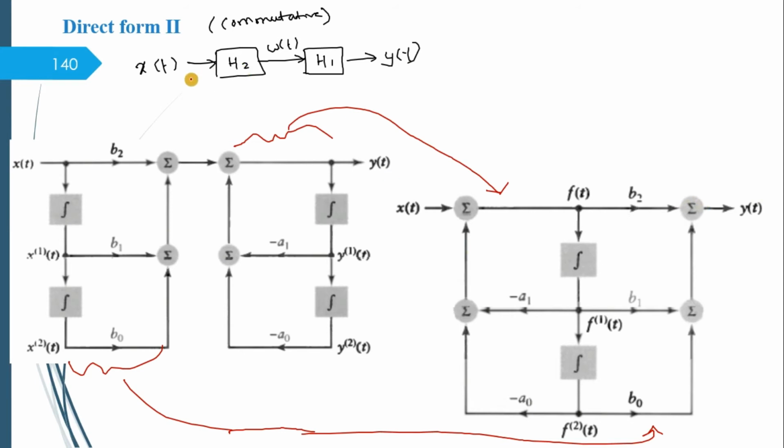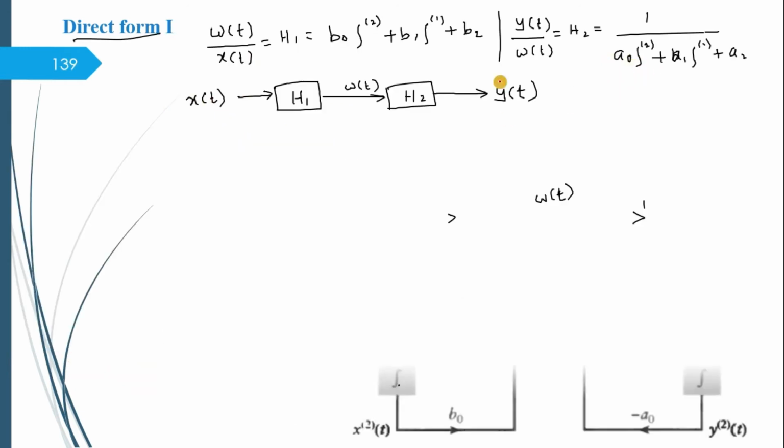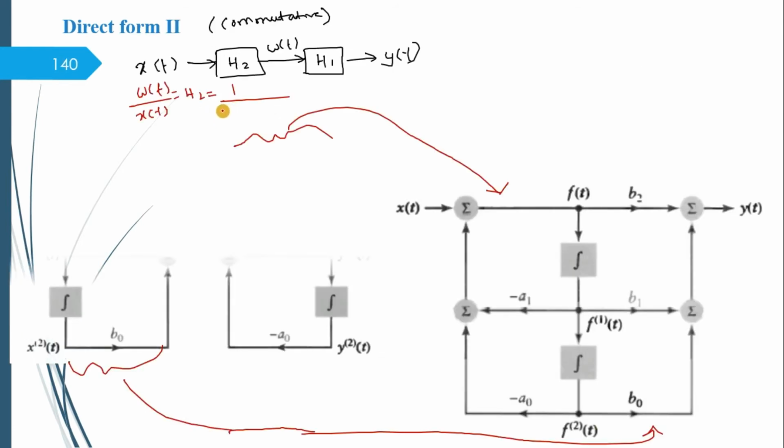That's it. Either you can prove it like h2, write w of t divided by x of t, which is equal to h2. h2 is already pre-written in the previous slide. I'll show you. Here it is, h2. You can write it as well and cross check it.